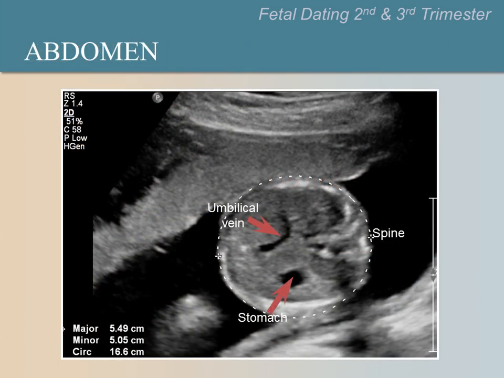Please note that the umbilical vein is anechoic and appears black because it contains fluid. The stomach is also anechoic because it contains fluid. The spine appears hyperechoic or white because it is bone. Note how the whole abdomen appears round and the ellipse is on the outer edge of the skin.